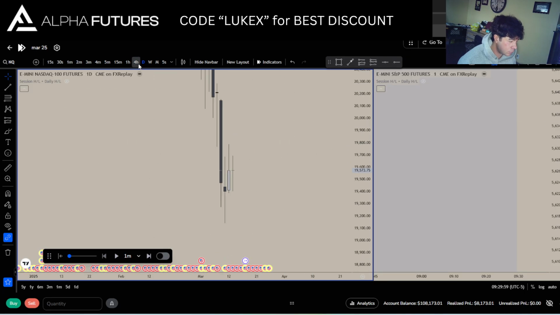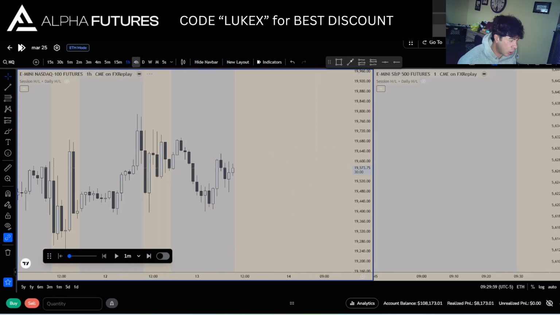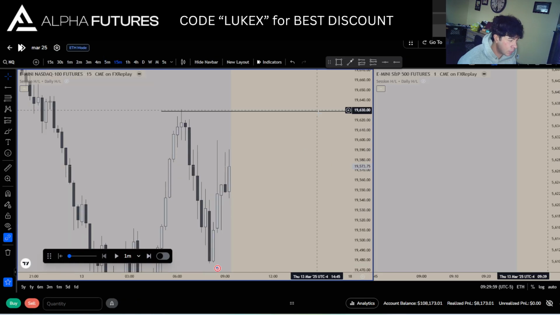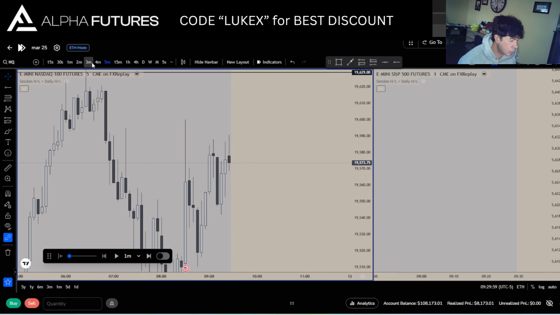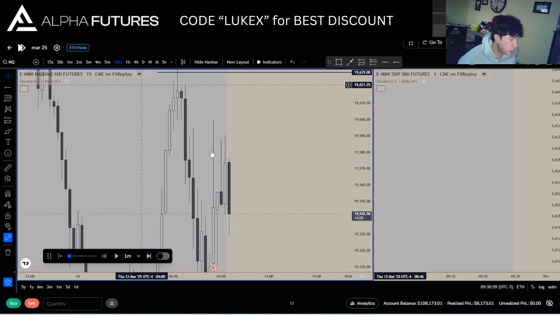So daily's continuing to respect. 4 hour is chopping like crazy. 1 hour is delivering out of a 1 hour bullish. Draw on liquidity is higher. 15 minute, 5 minute. This looks like garbage right now. Okay, we're getting a huge shift to the downside.